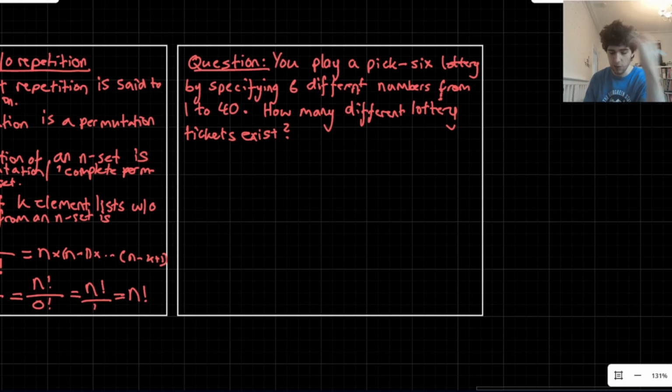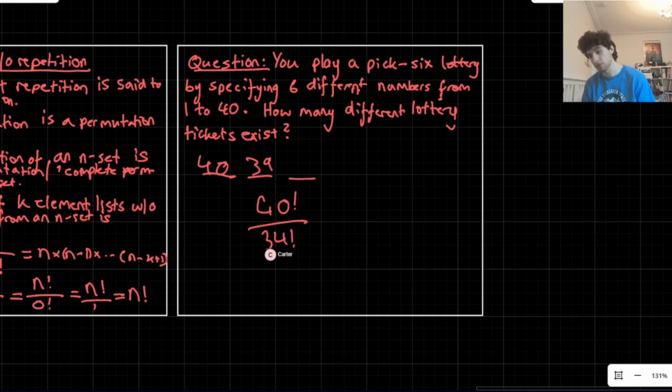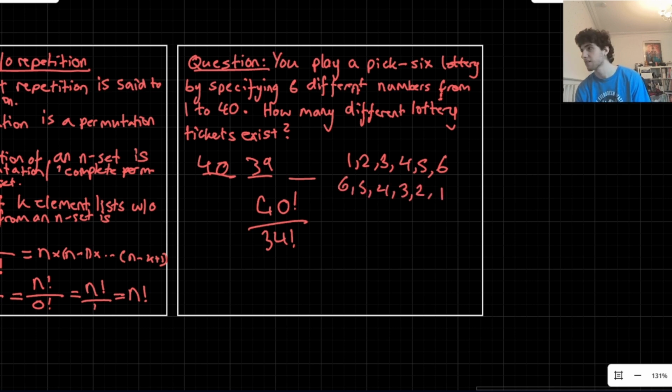Well, you might think, okay, there's 40 numbers, so I have 40 options for the first. Regardless of whatever I choose for my first, I'm going to have 39 remaining numbers to choose from. So why is it not just 40 factorial divided by 34 factorial? Well, it's not this, because you can choose the same choice in 2 different ways, or multiple different ways. Let's say that my 6 number choice was 1, 2, 3, 4, 5, 6. I could choose it in that specific order, or I could choose 6, 5, 4, 3, 2, 1.